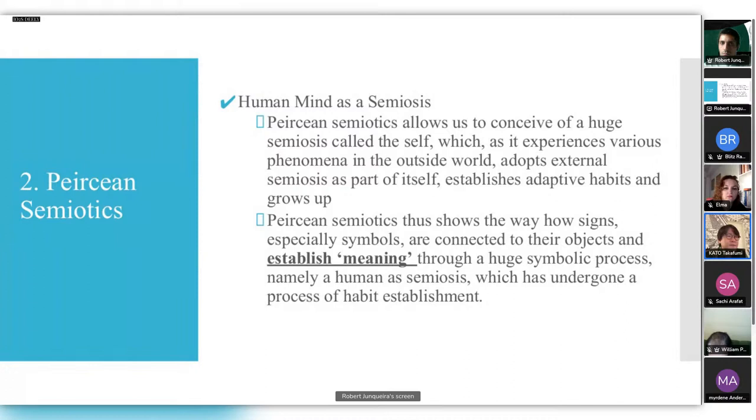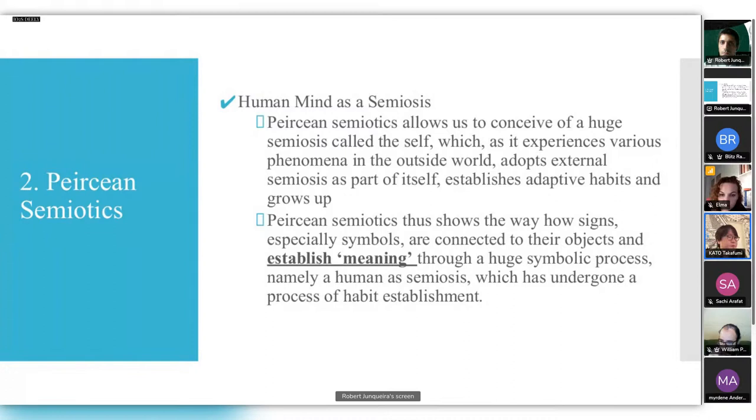Moreover, to a lesser or a greater extent, this is what adults experience in their daily lives. Adults may also incorporate external semiotic processes as part of themselves, for example, when they become aware of their own mistakes. In this way, Peircean semiotics allows us to conceive of a huge semiosis called the self, which, as it experiences various phenomena in the outside world, adapts external semiosis as part of itself, establishes adaptive habits, and grows up.